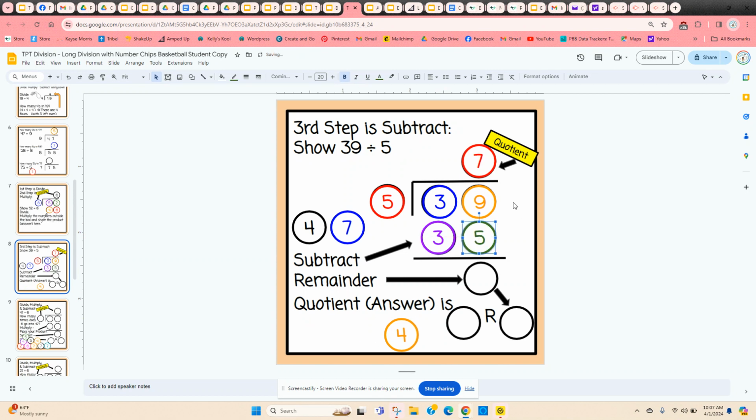And then the next step is to subtract. So they're going to take 39, subtract 35, and they get 4. So the answer to this problem is 7. This is the quotient: 7, remainder 4.